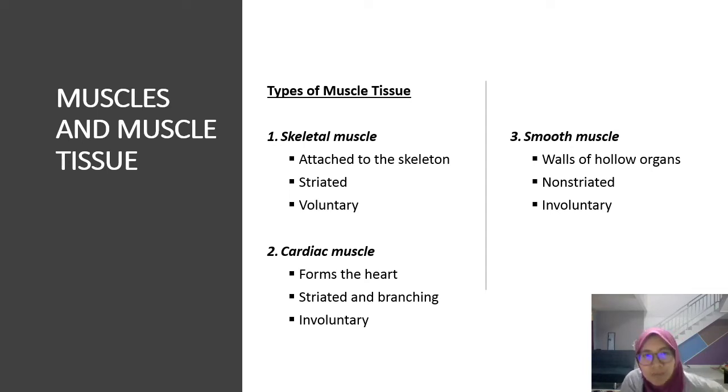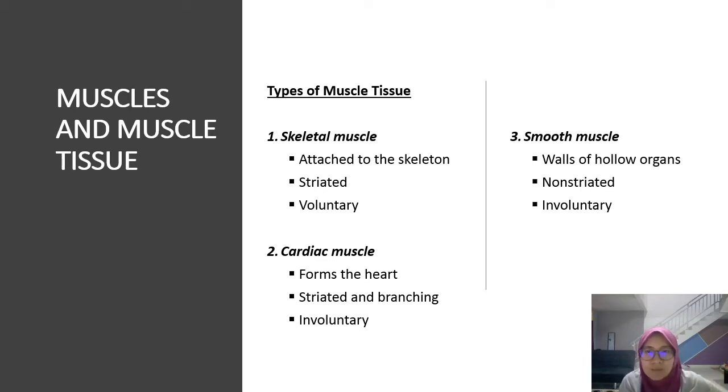We have three types of muscle. Skeletal muscle, which attaches to the skeleton. Okay, skeleton means our bone. It's striated. Striated means jalur-jalur. Voluntary means we can do the movement on our own. Okay, we can control the movement.